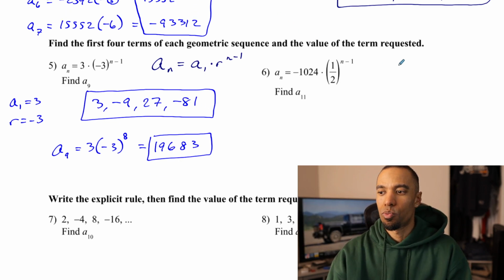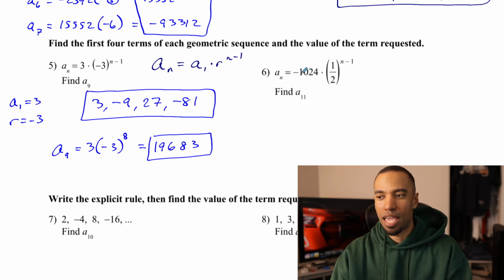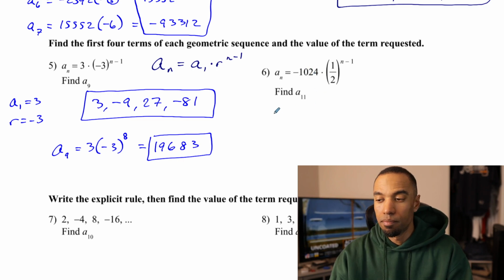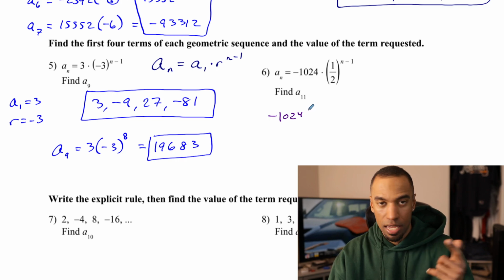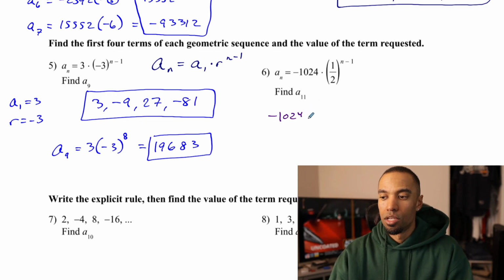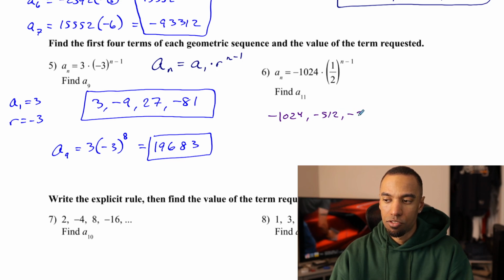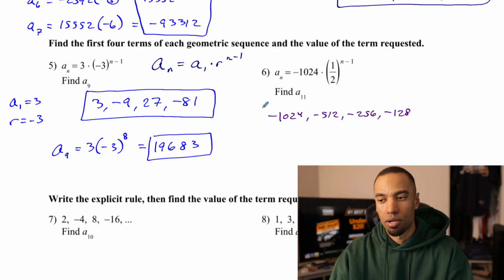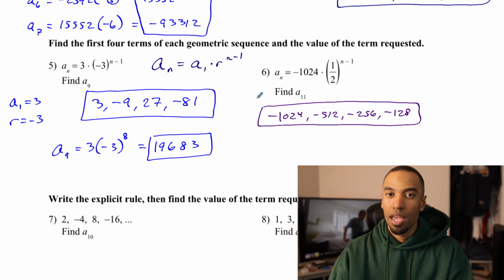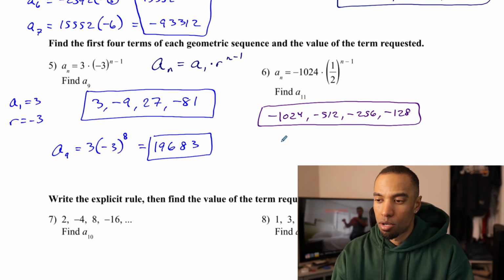All right, number 6 right here, write out the first 4 terms. Negative 1,024 is the first term. So there's the first term. And then 1/2 is the common ratio, which means taking half of values, or dividing by 2. So divide that by 2. I should know these. Negative 512, negative 256, and negative 128. Those are the first 4 terms of the sequence just by dividing by 2, or in other words, multiplying by 1/2. A sub 11 is the value of the 11th term in the sequence.